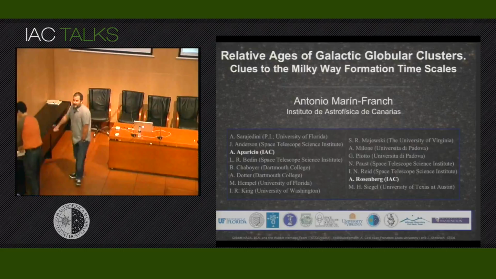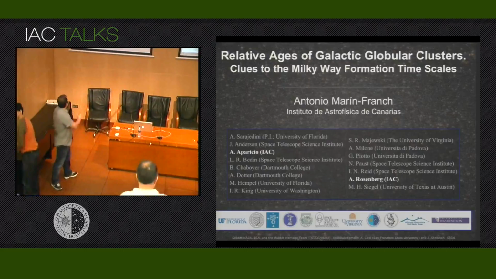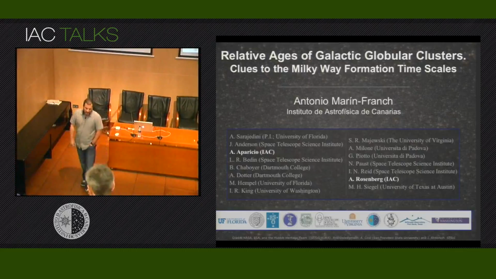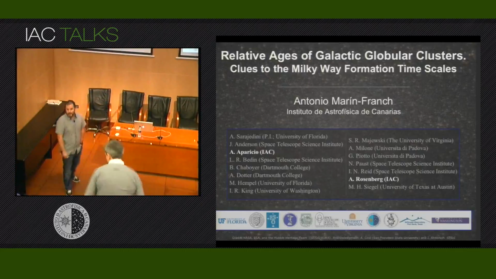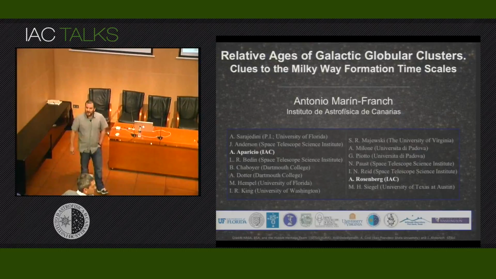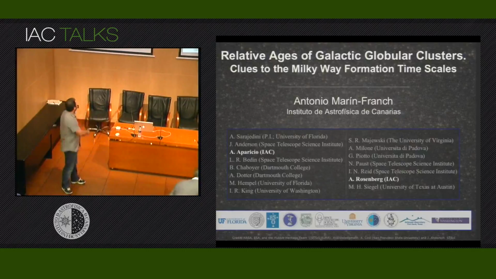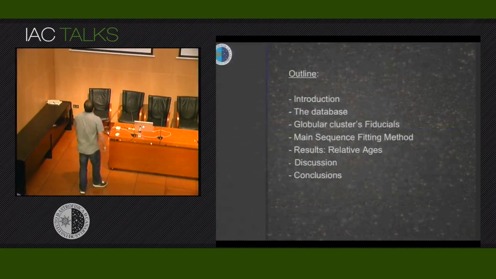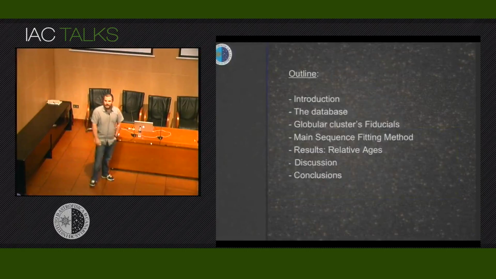So yeah, I'm presenting our latest results on galactic globular clusters' relative ages, and then I'll discuss those results in the context of the Milky Way formation timescale. This work is part of a big collaboration with a bunch of people from the United States, Italy, and here from the AEC. And this is the outline of today's talk.